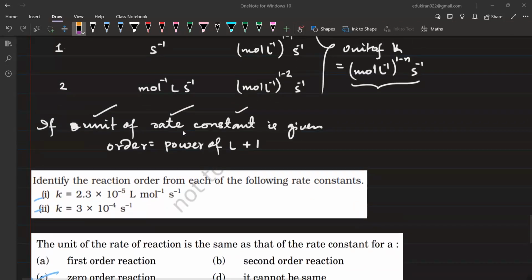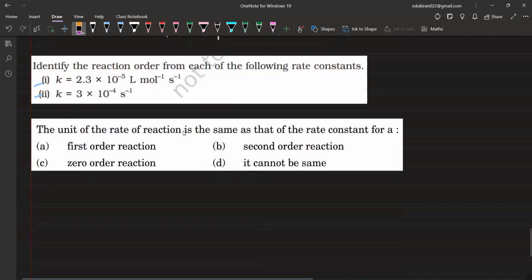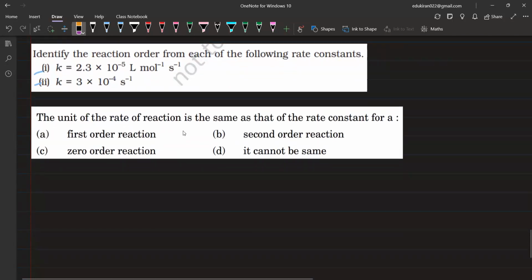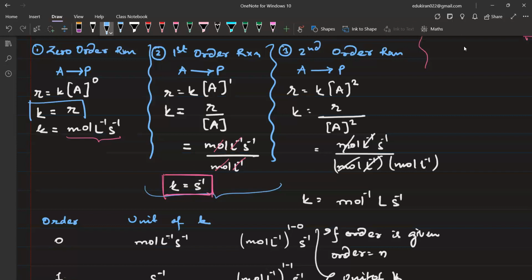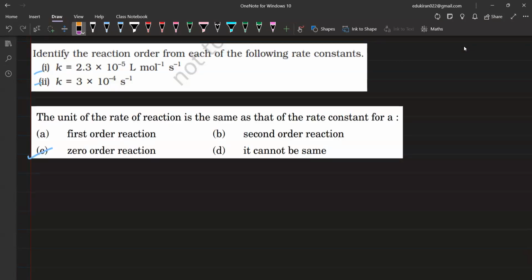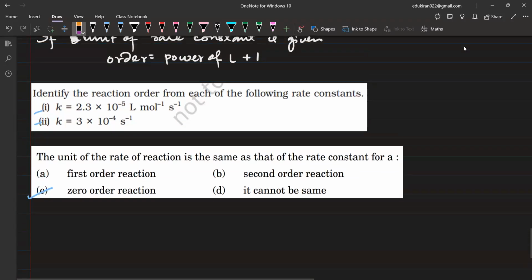Now, let me just see the answers यहाँ पे लिखे हुए हैं. लेकिन आपने आंसर तो देख लिया होगा, but still. So here we have: unit of the rate of reaction is same as that of rate constant for. ठीक है, we have seen that it is same for zero order reaction, है ना, जिसकी हम लोगों ने यहाँ पे देखा था. That K is equal to R हो जाता है for zero order reaction. That is why their units are also same. This question was asked in 2023 paper.